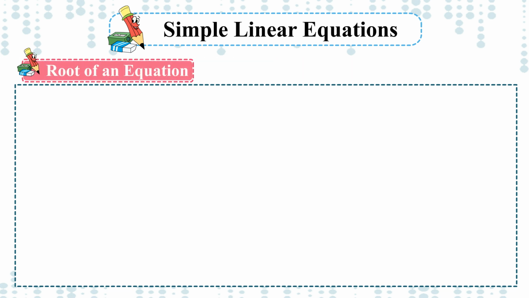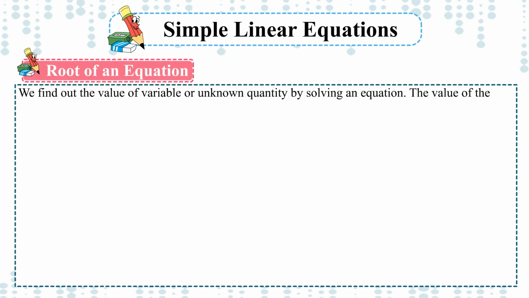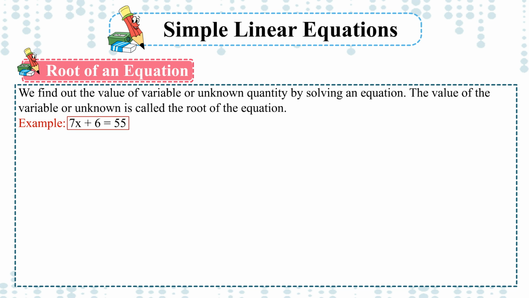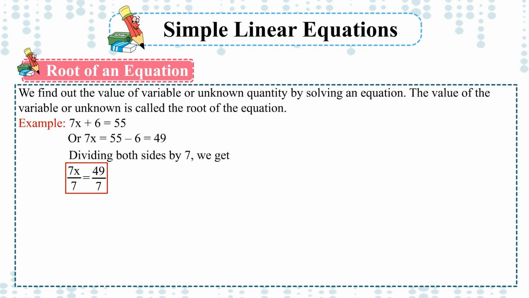Root of an equation. We find out the value of the variable or unknown quantity by solving an equation. The value of the variable or unknown is called the root of the equation. Example, 7x plus 6 is equal to 55, or 7x is equal to 55 minus 6, which is equal to 49. Dividing both sides by 7, we get 7x upon 7 is equal to 49 upon 7, x is equal to 7. So, 7 is the root of the equation.